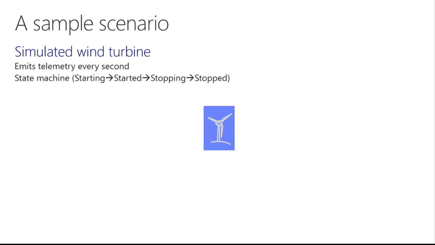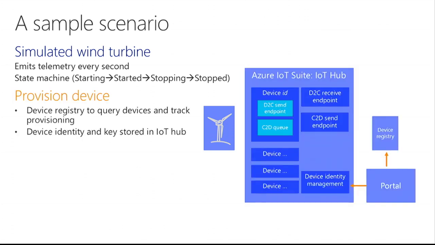During this talk, we're going to talk about a sample scenario. We will have a simulated wind turbine that emits telemetry every second. This simulated wind turbine will be simulating a state machine of a turbine that is started or stopped, and of course we're going to be able to command this turbine from the cloud.